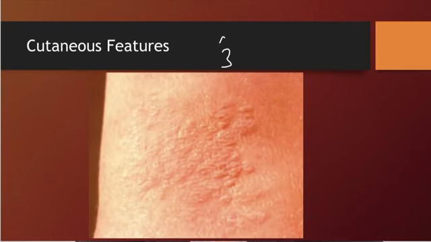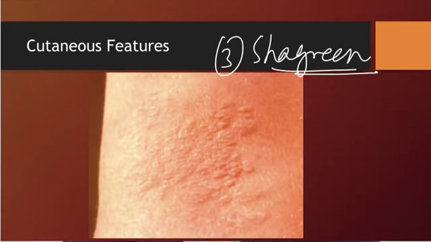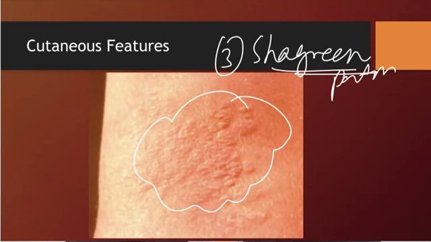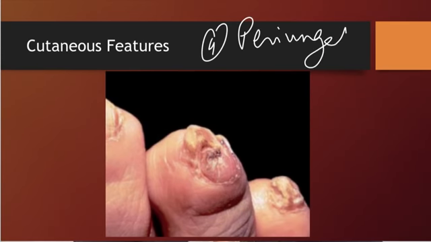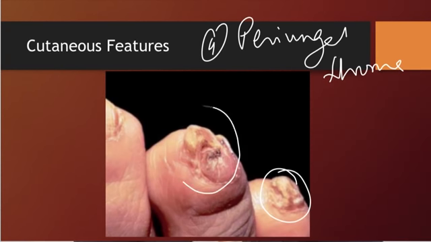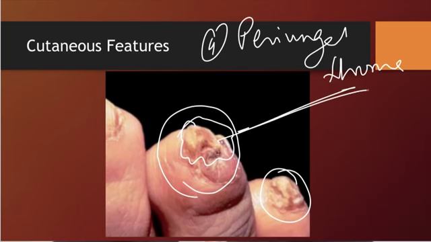Next is shagreen patch. This is again a major feature like the other two we discussed. Shagreen patch appears like this irregular papillosquamous growth on the skin. So this is shagreen patch. Next major feature are these periungual fibromas. As you can see, the nails are quite destroyed and dystrophic, and we are seeing this growth which is nothing but a fibroma in the periungual or around the nail distribution.